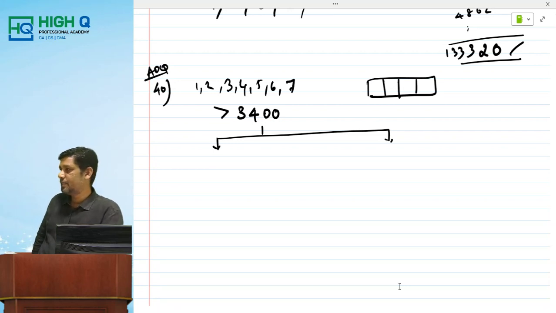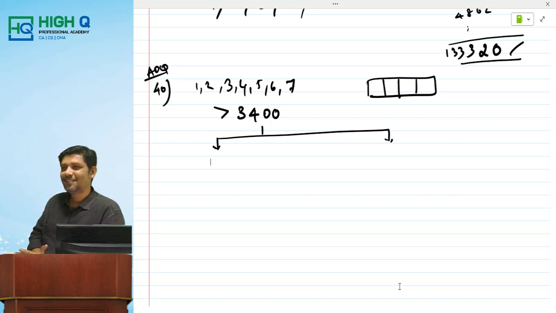Here, the first 2 digits: every number more than 3000, is it more than 3400? No. So when the number starts with 3, I have to take care of the second digit. When the number starts with 4, do we have any constraint?